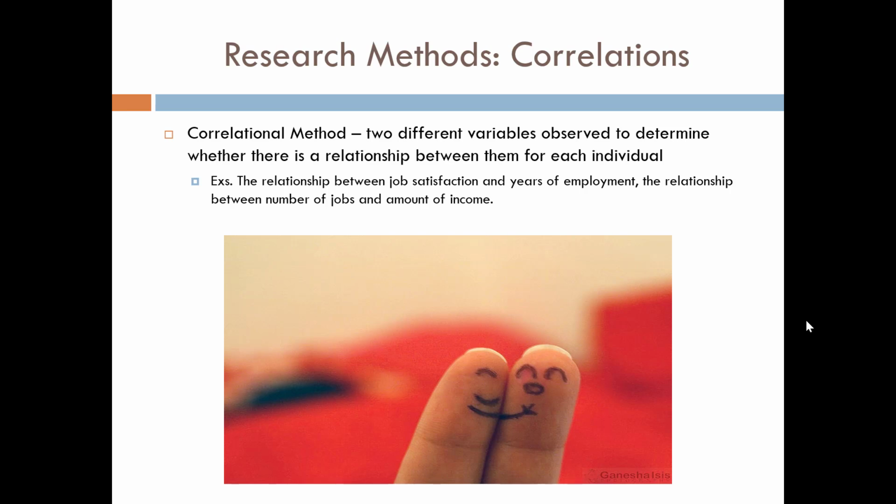Let's start with the correlational method. This is defined as two different variables observed to determine whether there is a relationship between them for each individual. The key word in this definition is relationship. When we examine correlations, we are determining if there is a relationship between two variables. Examples of correlational studies would be examining the relationship between job satisfaction and years of employment, or the relationship between number of jobs and amount of income.